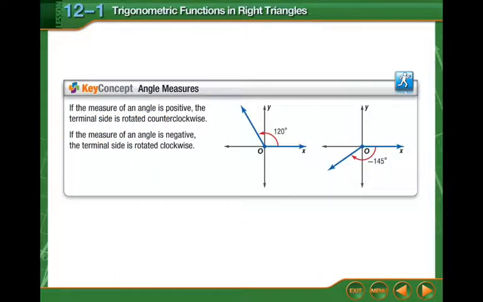So angle measures. Now we're going to take a look at something a little bit different. If the measure of an angle is positive, the terminal side is rotated counterclockwise. The way this works, rotation about the origin is from the x-axis counterclockwise, so the opposite of a clock. That's positive. If it's going the other way, it's negative.